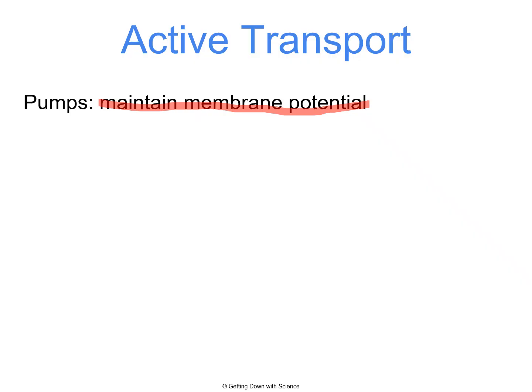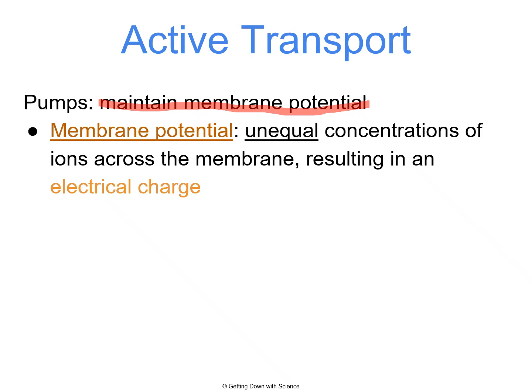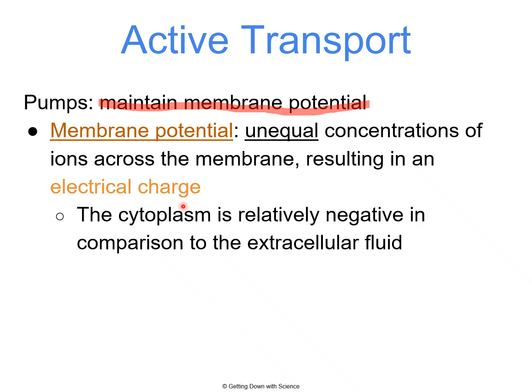Now, what is membrane potential? I want you to try to understand and remember this definition. A membrane potential is an unequal concentration of ions across the membrane. And this is important because it results in electrical charge. Whenever there's an uneven concentration of ions across the cell membrane, this is a good thing because it results in electrical charge. And this is what pumps do. They maintain this unequal concentration of ions so that an electrical charge is sustained.